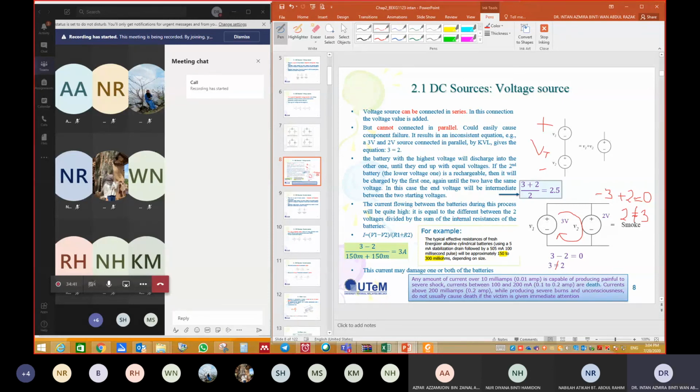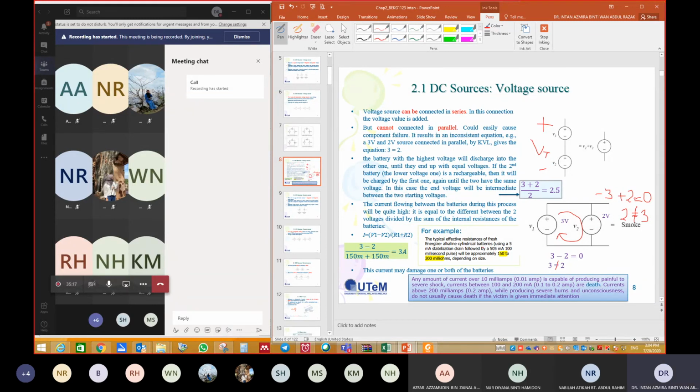The current flowing between the batteries during this process will be quite high. It is equal to the difference between the two voltages. So I is equal to V over R. V is equal to 1, because 3 minus 2 is 1. So it is the difference between the two voltages, 3 minus 2, divided by R. Where is R here? R is the internal resistance of the battery. So this is an example.